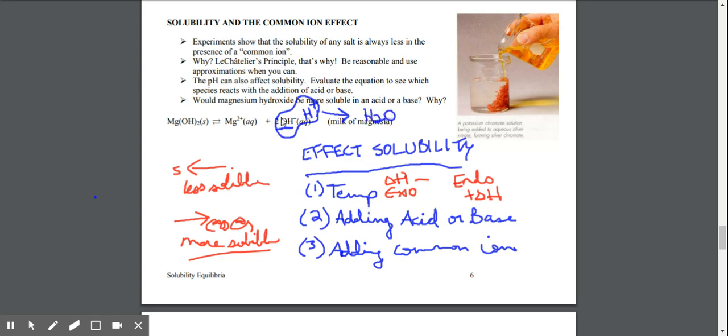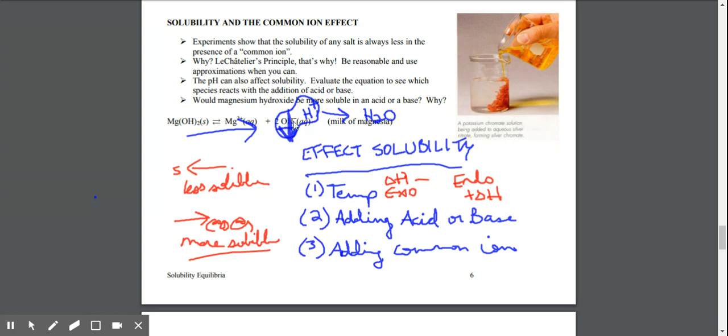Now, if this is being used up to make something else, that means my product here is going to decrease. And we all know what happens if I decrease or remove something. If I remove something, I'm going to shift my reaction to the products in this case. And if I'm shifting to the products, that means it's more soluble. So this is if I added an acid to this particular reaction.